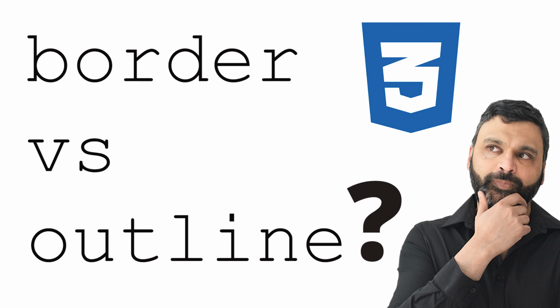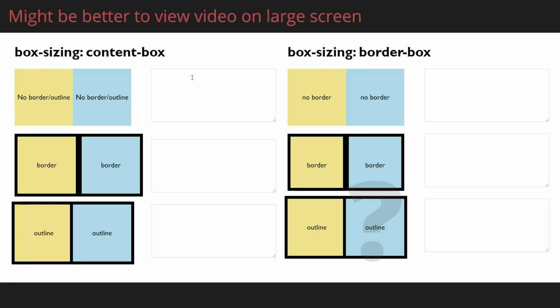Now, CSS border and outline have created some confusion, and to be honest, some of the videos out there haven't been that clear in my opinion, so in this video, I want to explain when to use them and the differences between them. Firstly, a little note about the CSS property box-sizing.